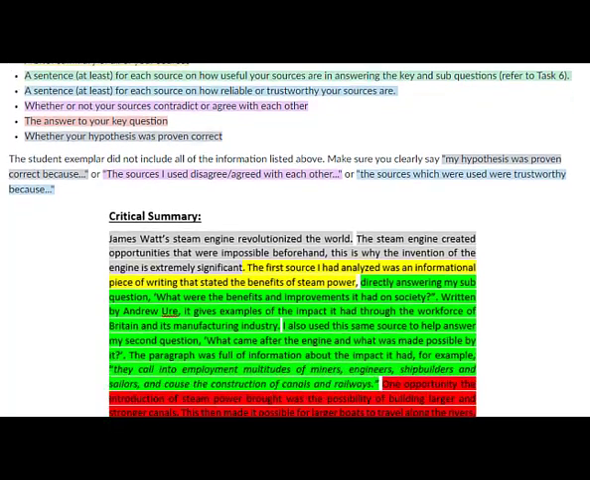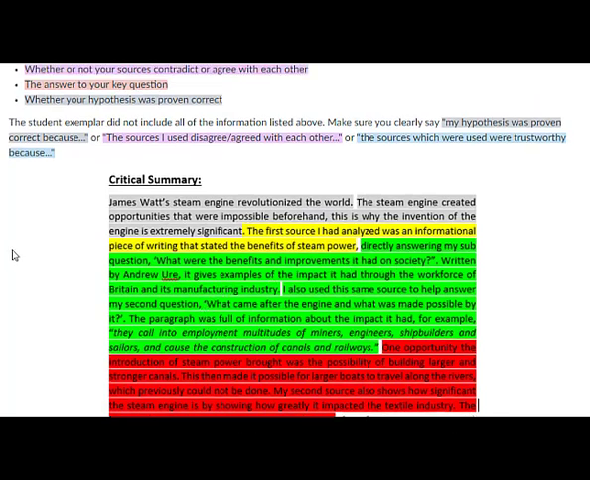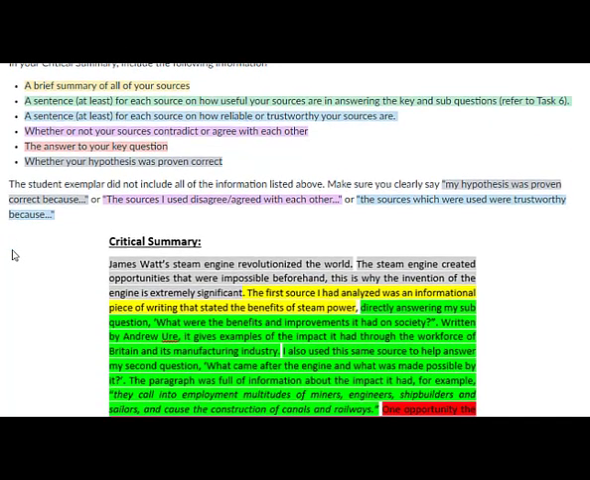So let's have a look at the student here in the green. They say this source directly answered my sub-question. They mention the sub-question, and it talks about how it answered the sub-question here. So that's the green bit there. How are the sources useful?